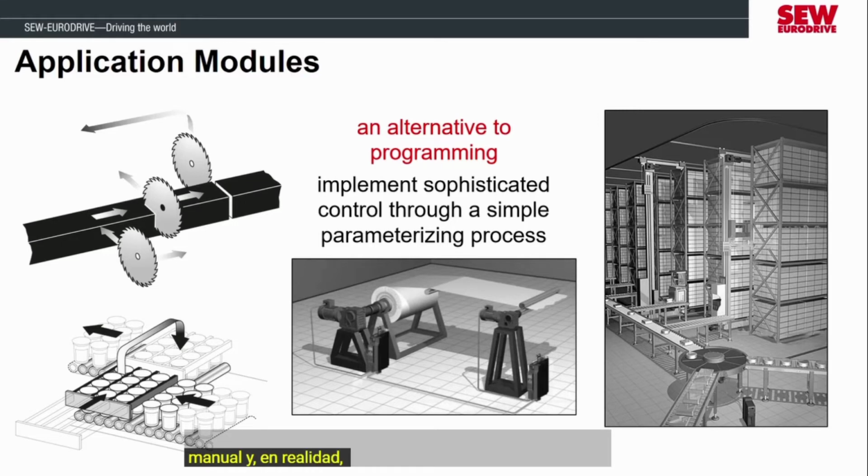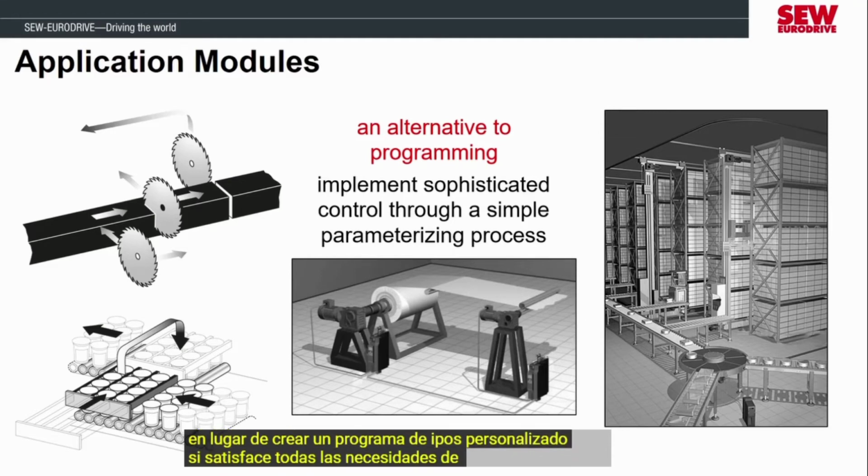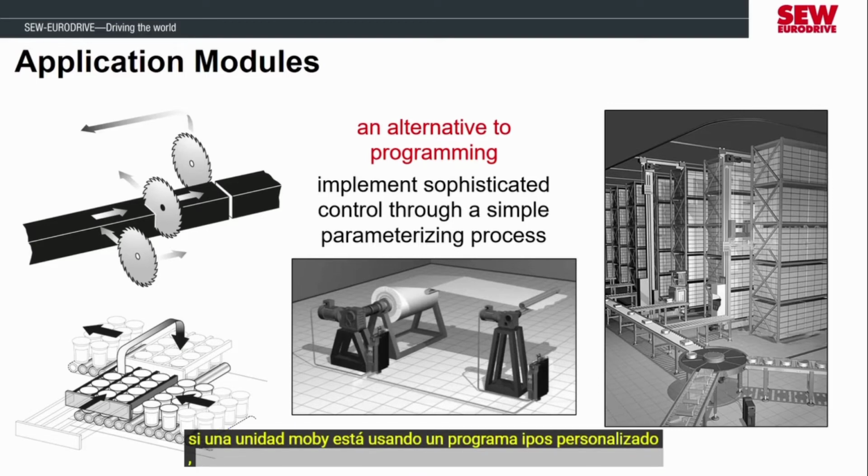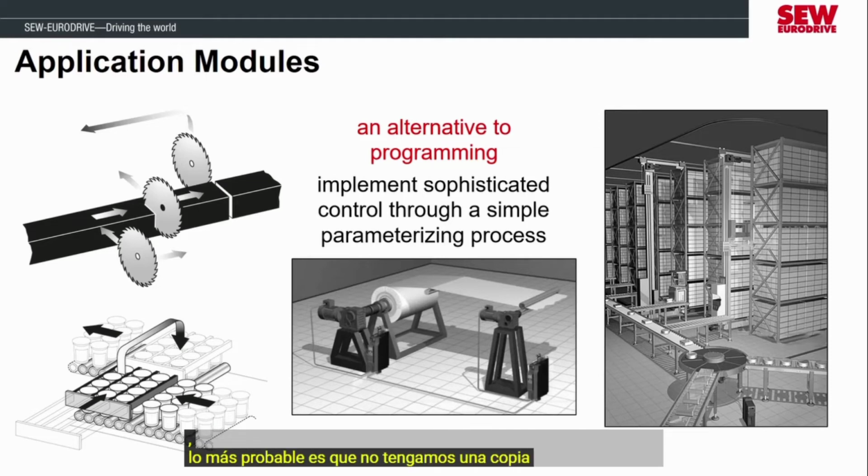We actually recommend using our application modules over creating a custom IPOS program if it meets all of the application needs. From a technical support standpoint, we know how the application module works and can locate errors and commissioning easier. If a Movidrive is using a custom IPOS program, we most likely won't have a copy of it, and the program probably doesn't have any accompanying documentation. So it can be very challenging to troubleshoot if problems were to come up later on.